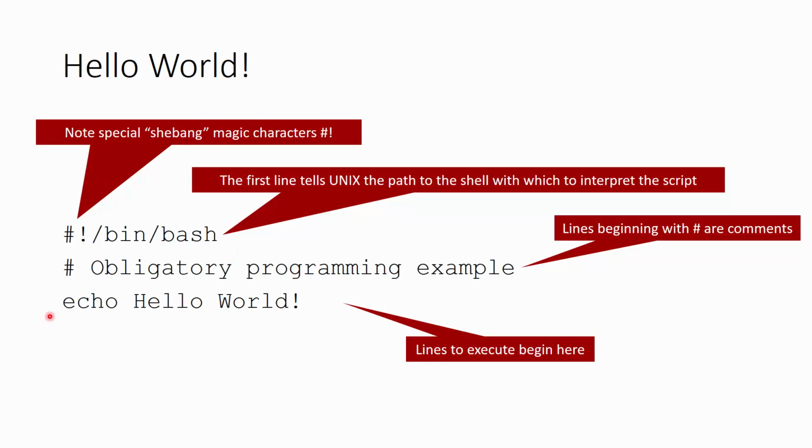So here this is saying for this script, it's going to run this in the bash shell, which is located in /bin/bash. Here we've got a comment line, and here is our echo statement. We're familiar with echo, we've seen it before. Here's echo hello world. That's going to be the first line that's executed.